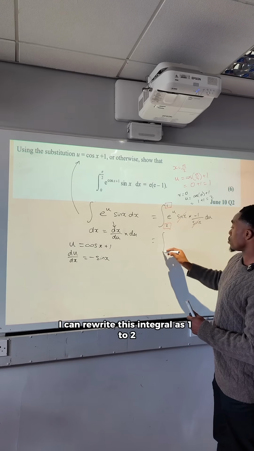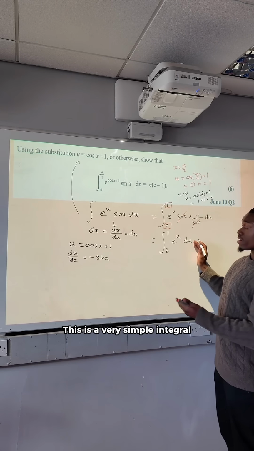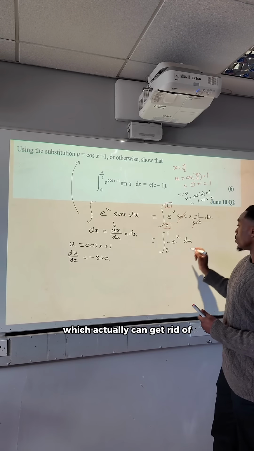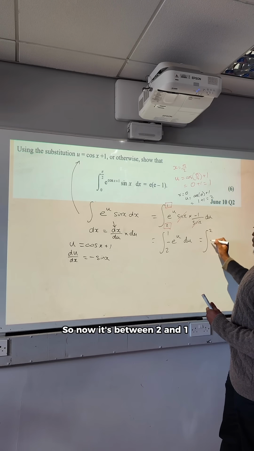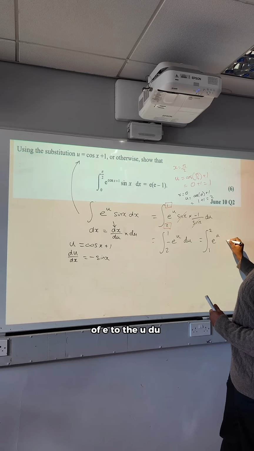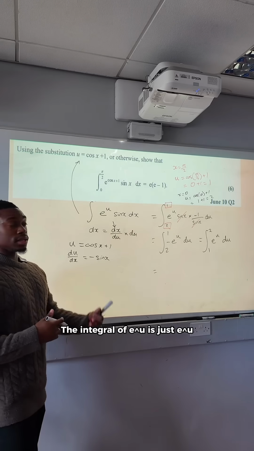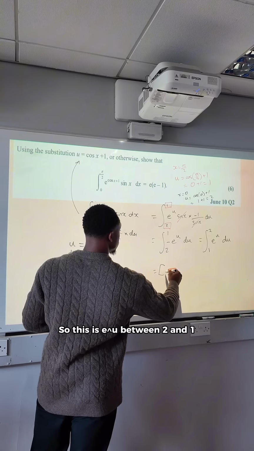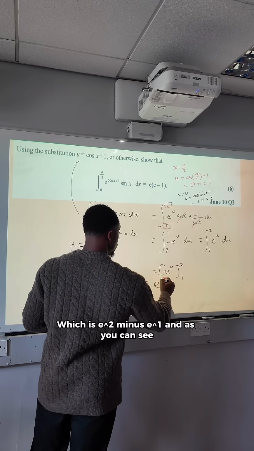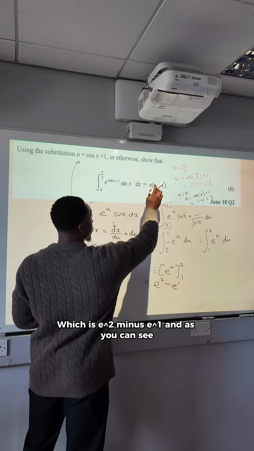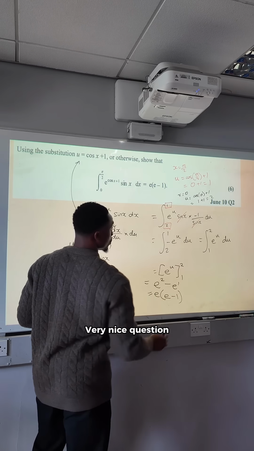I can rewrite this integral as 1 to 2 of e to the u du, and this is a very simple integral. Don't forget my minus sign, which I can get rid of by flipping the limits. Now it's between 2 and 1 of e to the u du. It becomes a really simple integral to solve. The integral of e to the u is just e to the u. So this is e to the u between 2 and 1, which is e squared minus e to the 1. And as you can see, we have e. If we factor it out, we get e minus 1.